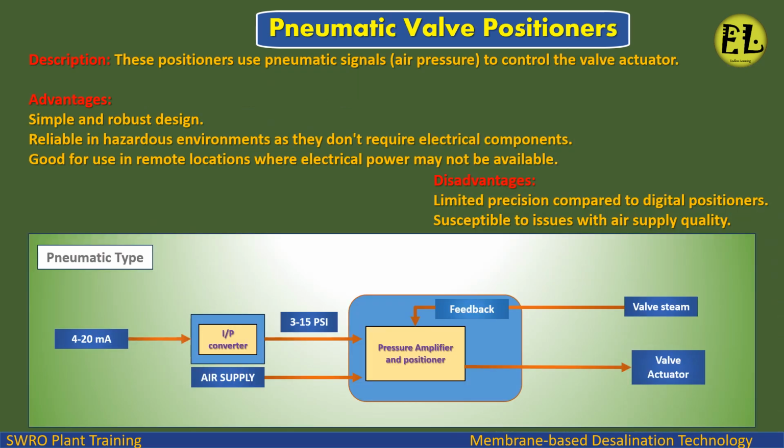Pneumatic valve positioners. Description: these positioners use pneumatic signals, air pressure, to control the valve actuator. Advantages: simple and robust design, reliable in hazardous environments as they don't require electrical components, and good for use in remote locations where electrical power may not be available. Disadvantages: limited precision compared to digital positioners, and susceptible to issues with air supply quality.